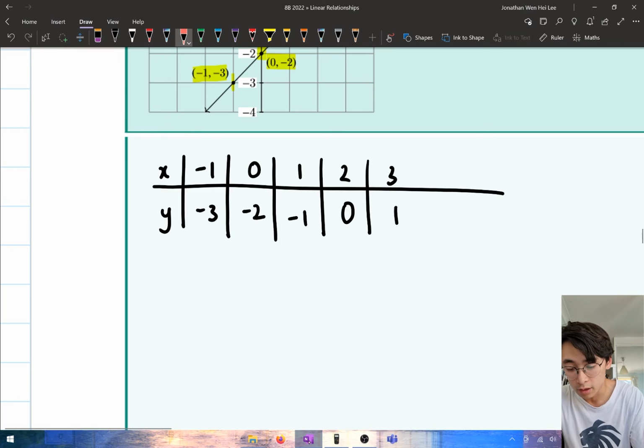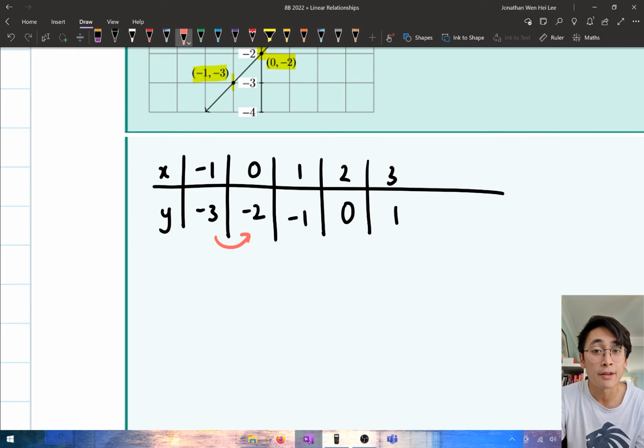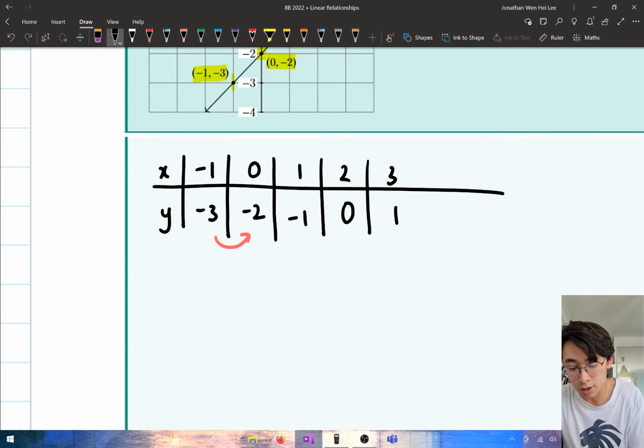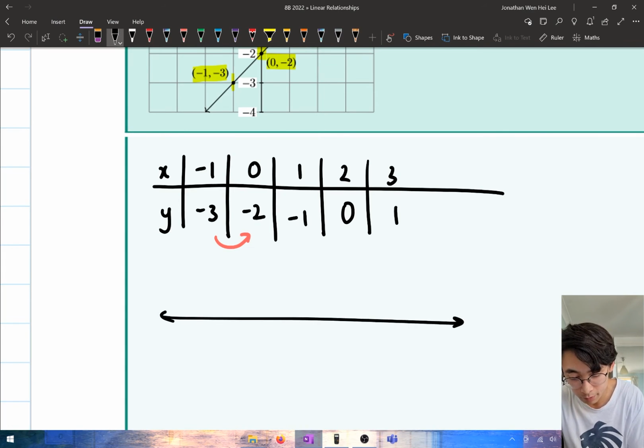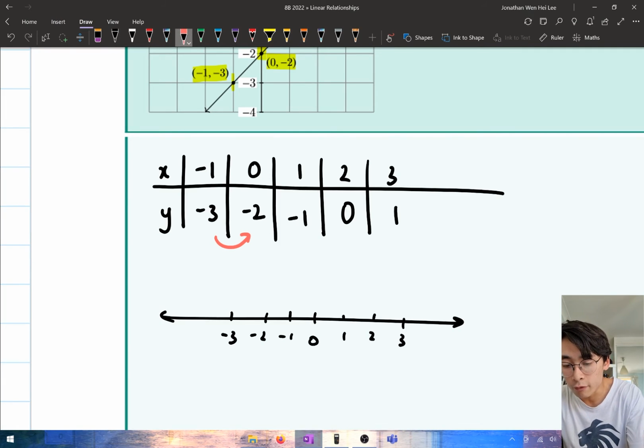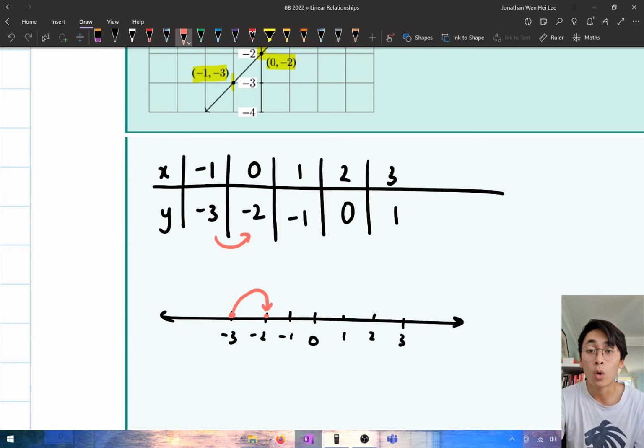Well, let's have a look here. First one, I have to go from -3 to -2. What do I have to do to get from -3 to -2? Well, you can think of your number line again. So if I have my number line, zero is here, -1, -2, -3. I'm going to put 1, 2, 3 as well. If I'm going from -3 to -2, I'm going up by 1. What do I need to do? Well, I need to add 1. So this is going to be add 1.